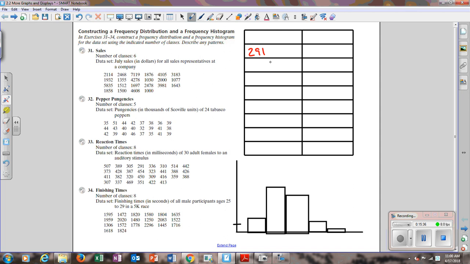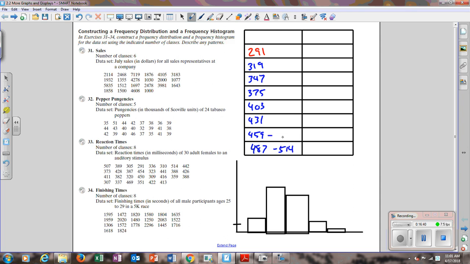291 is going to give us 319 and 347 and 375 and 403 and 431, 459 and 487. So we'll top out at 514.